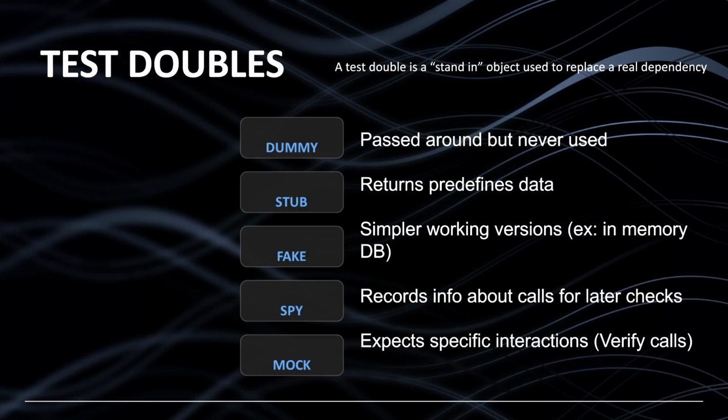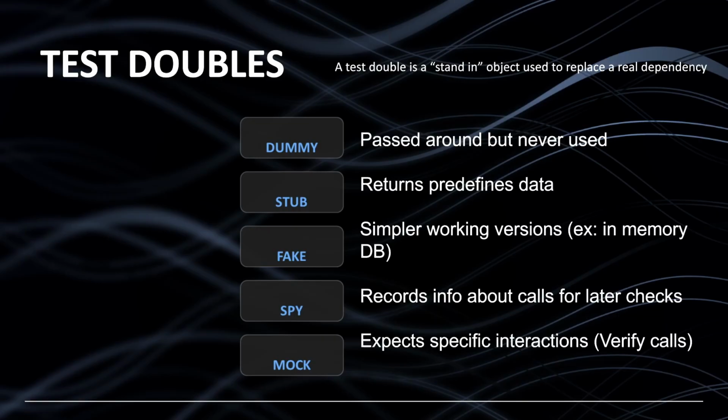A stub is an object that returns predefined data. For example, a stub repository might always return the same user record. A fake is a simpler working version of something real. A common example is an in-memory database used instead of a real database server. A spy records information about how it was used, so you can check calls after the fact.